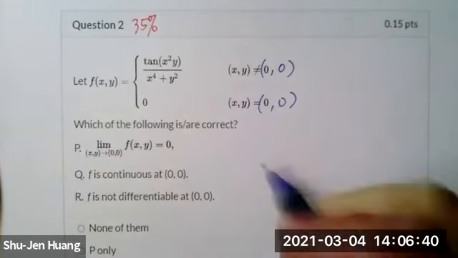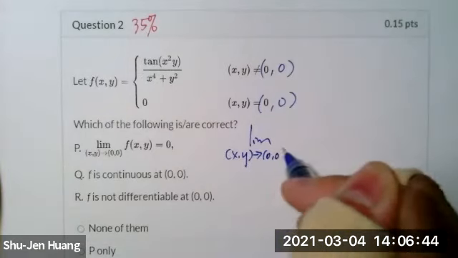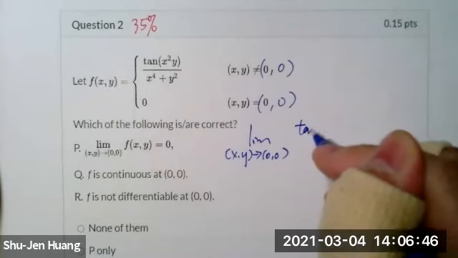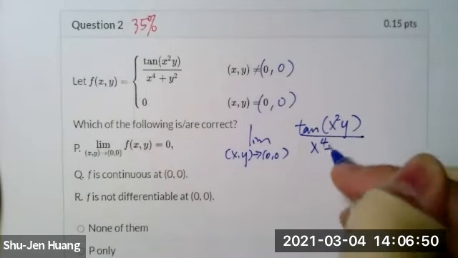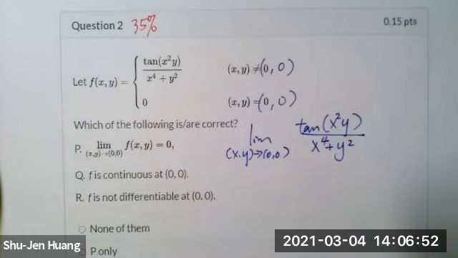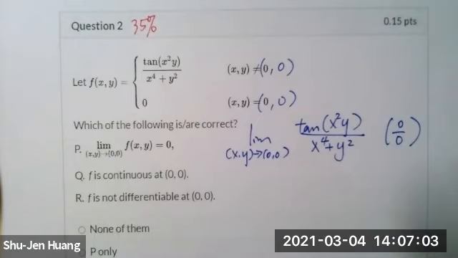So to find the limit, we're going to plug in the function, tangent of x squared y over x to the power 4 plus y squared. Okay, when we plug in (0, 0), we get 0 over 0 here. So can you tell me how we're going to find the limit when we have a 0 over 0?